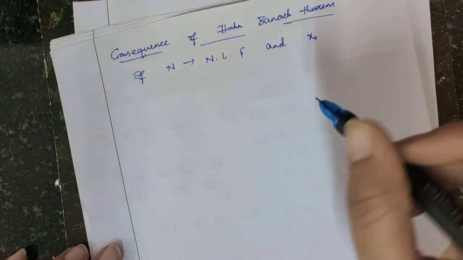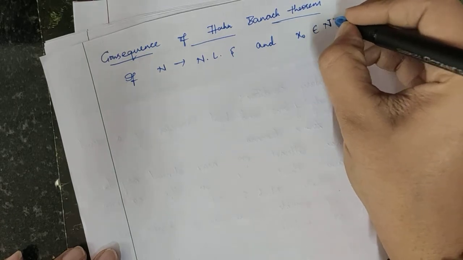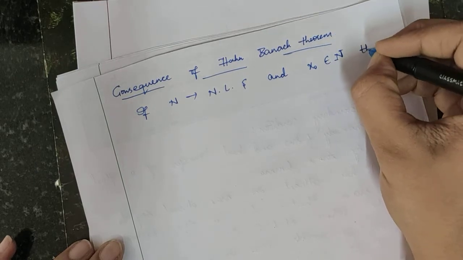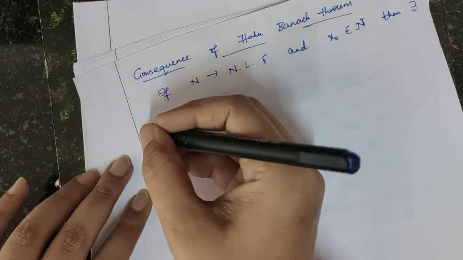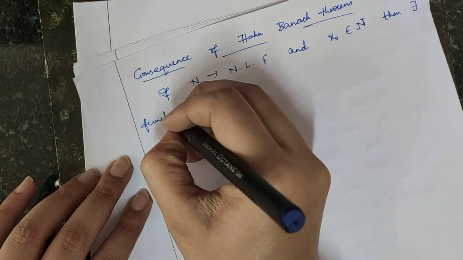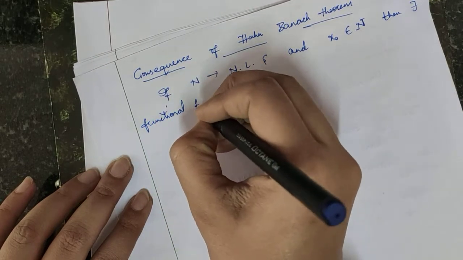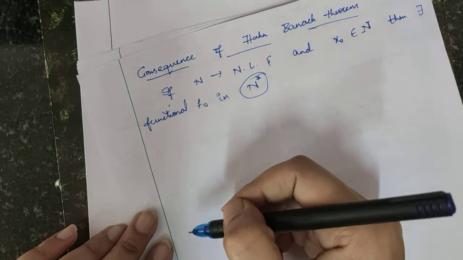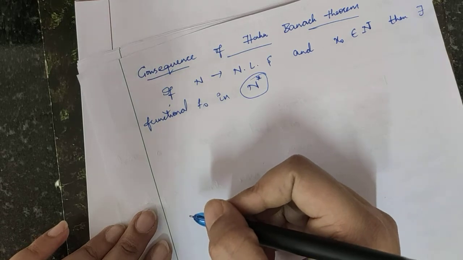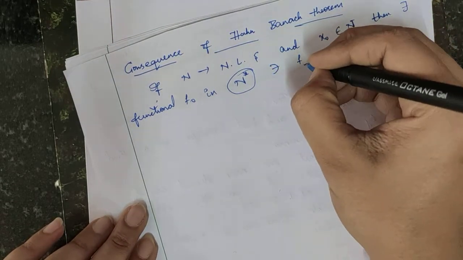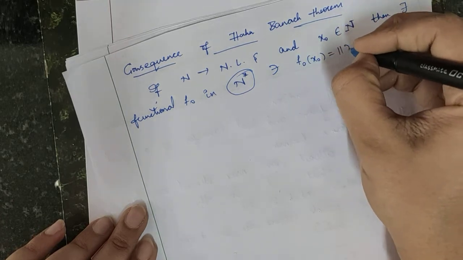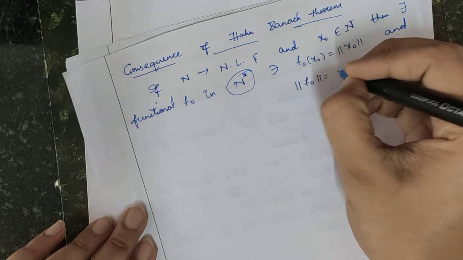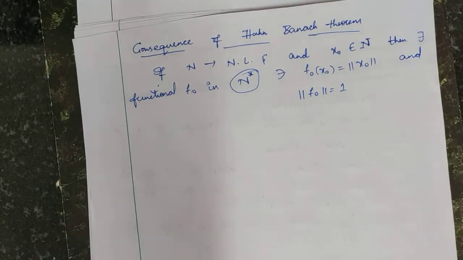be some non-zero vector which belongs to the space N, we have to prove that then there exists a functional f0 in N star. So we have already seen what is N star. N star is nothing but the conjugate space of your N, right? Such that f0 of x0 is equal to norm x0 and norm f0 is equal to 1. This is what we are supposed to prove.